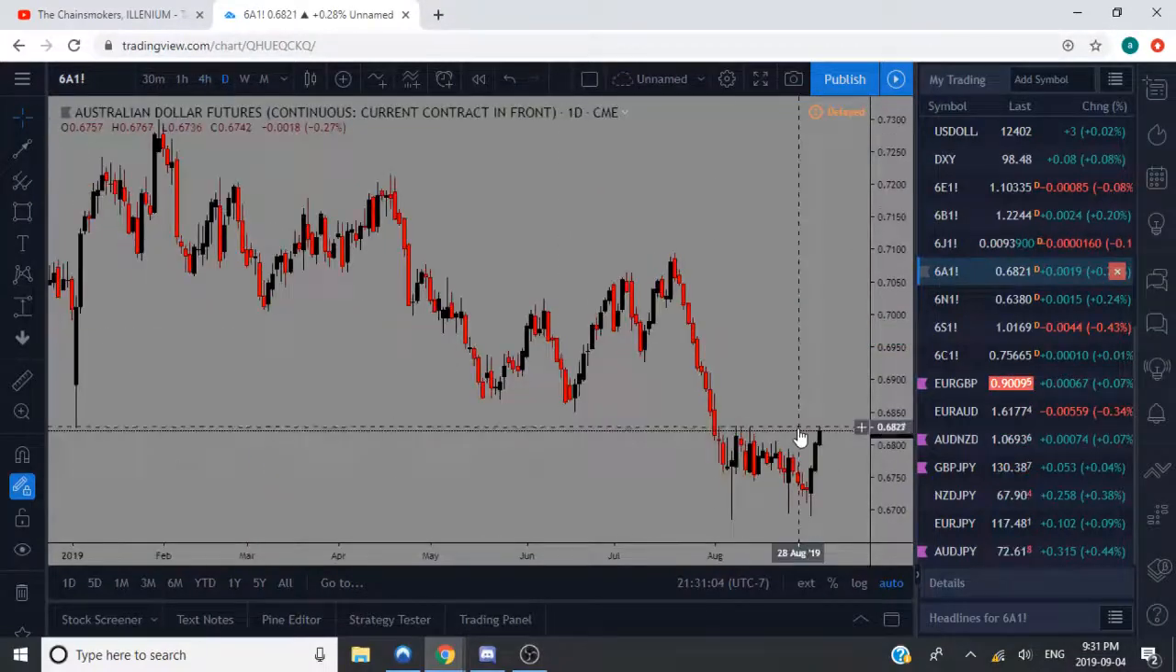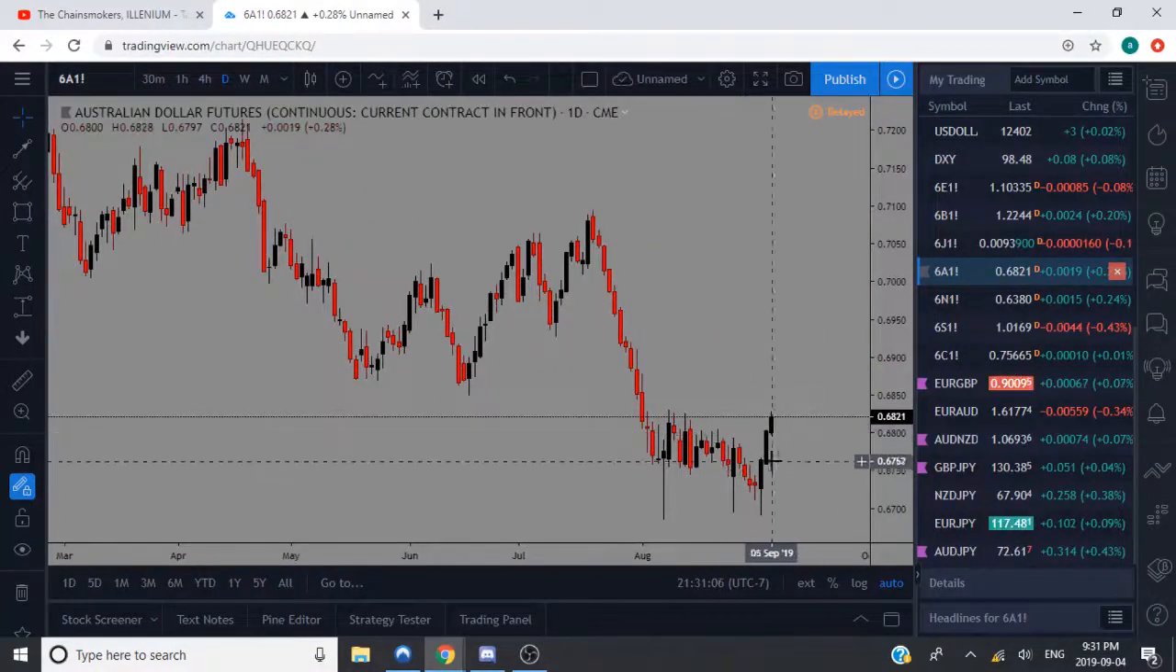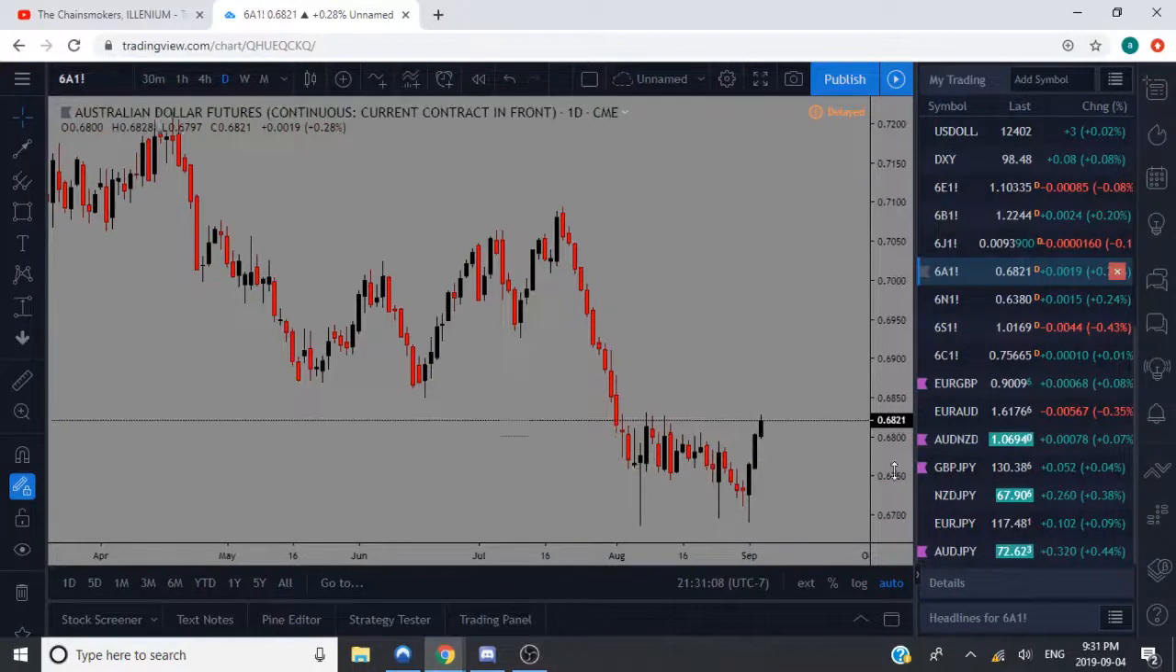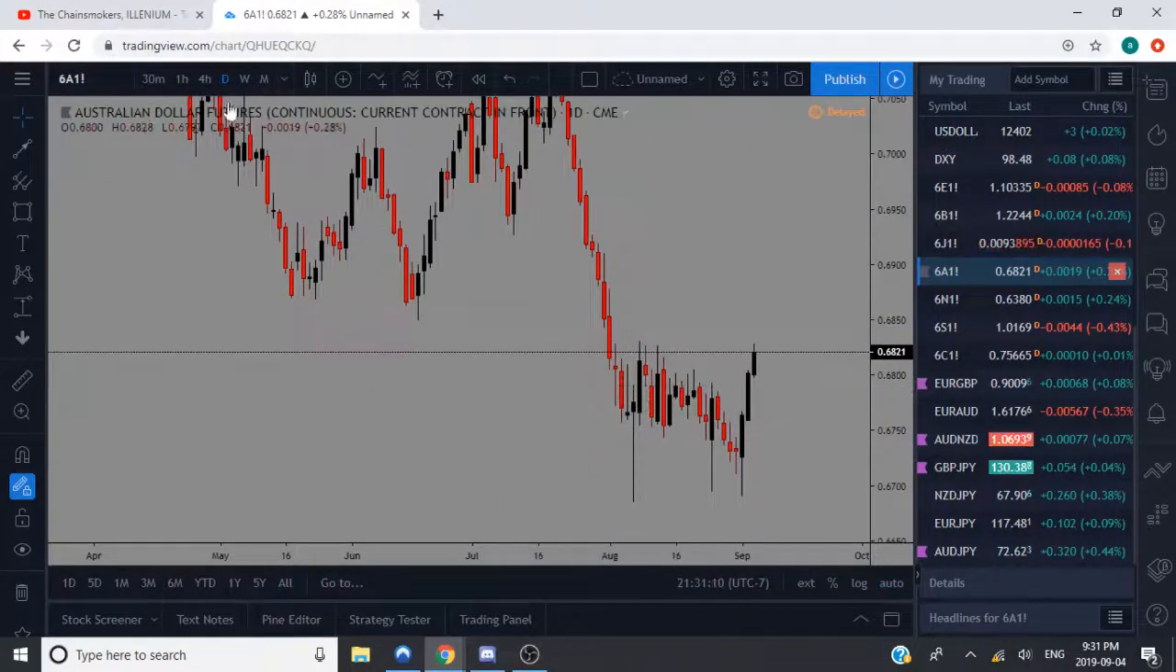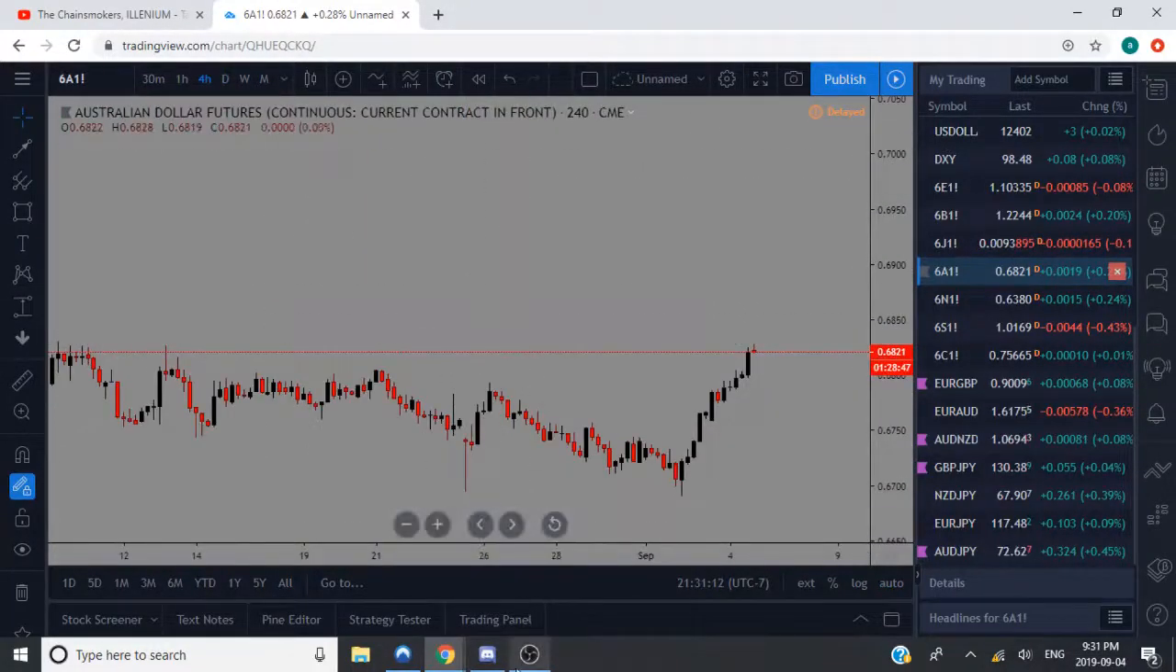Aussie, let's keep going. I don't see anything in here on the Aussie. You guys have known I've talked about the Aussie for a while. I haven't been trading it for the past 2 weeks.